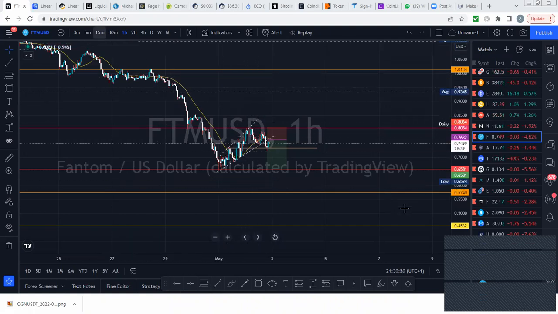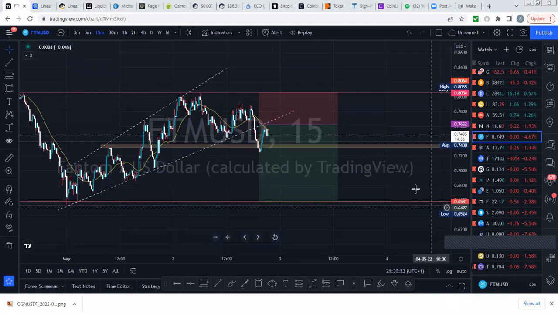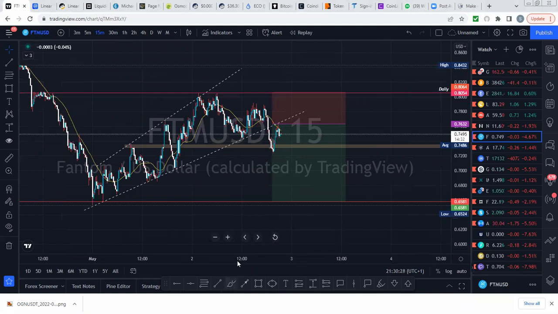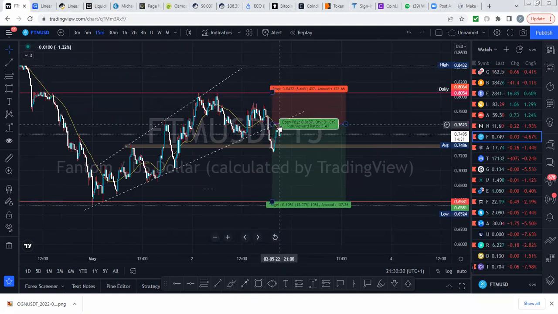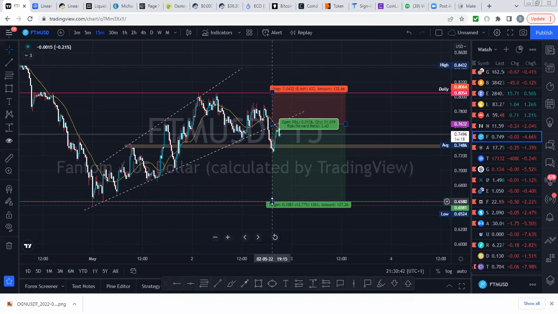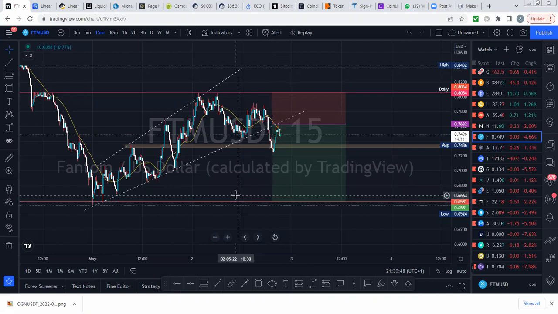Just like I have my FTM here. Did I buy at this place? No. I sold from what? I sold from a resistance area here. Here is my resistance area. So I sold from here to take profit at this place. So that is how to trade, my people.